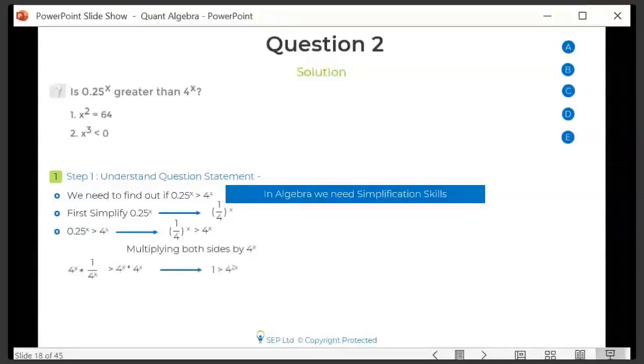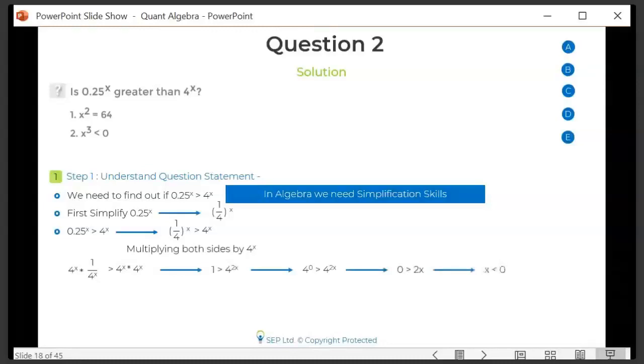So see, I'm first simplifying the expression, trying to make some sense of it, and then I'll move on to the statement. Even here, I won't stop at this point. Now, I know that to equate the powers, the bases should be the same. So 1 can be written as 4 to the power 0, right? Now the bases are also the same. So now I can take the powers into consideration and say 4 to the power 0 is greater than 4 to the power 2x, and that means 0 should be greater than 2x, or in other words, x is less than 0.